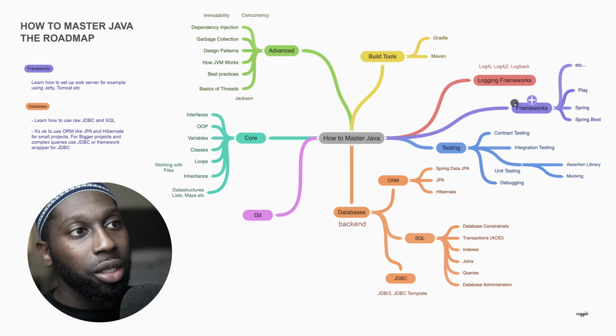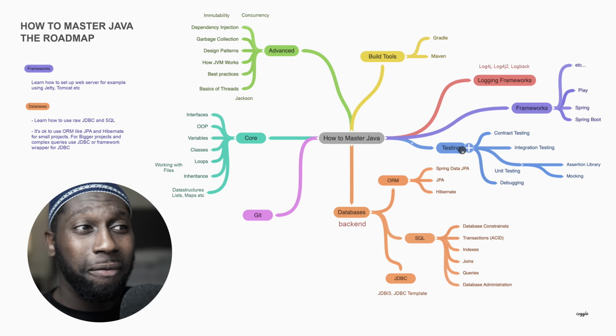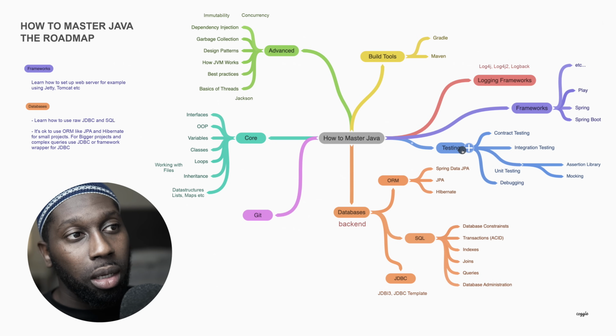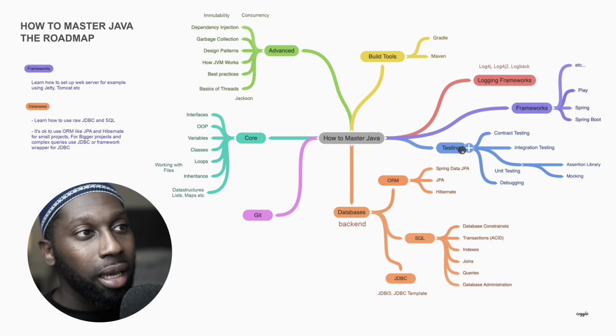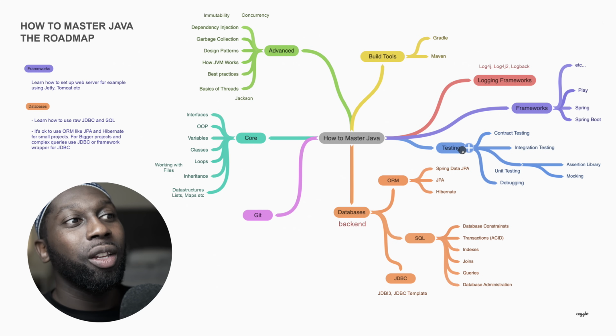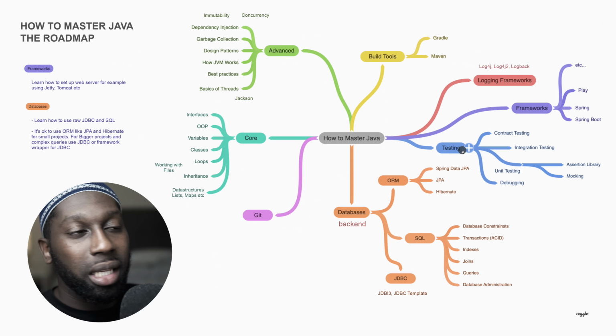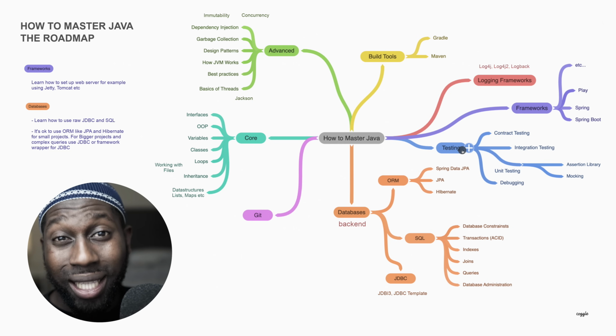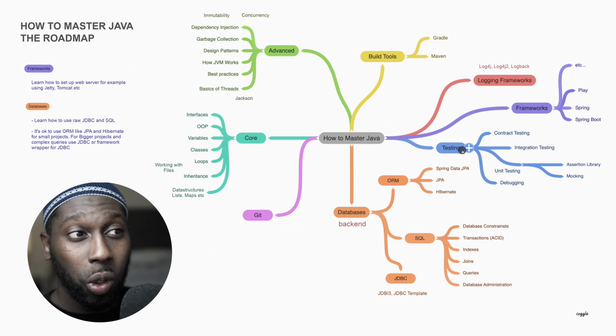Then in here, I would say testing. Before I move to frameworks, testing is very important. Never write a single line of code without testing it. There are lines of code that don't really make sense to test, for example getters and setters, you shouldn't be testing those. But business logic, make sure to test it.